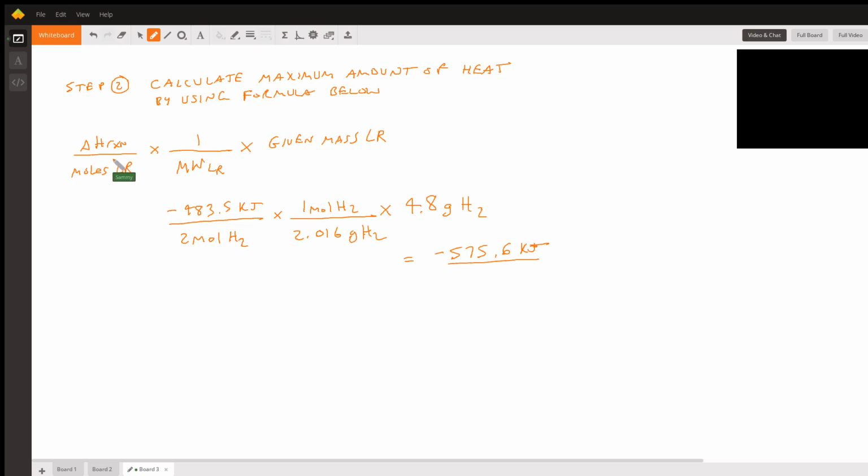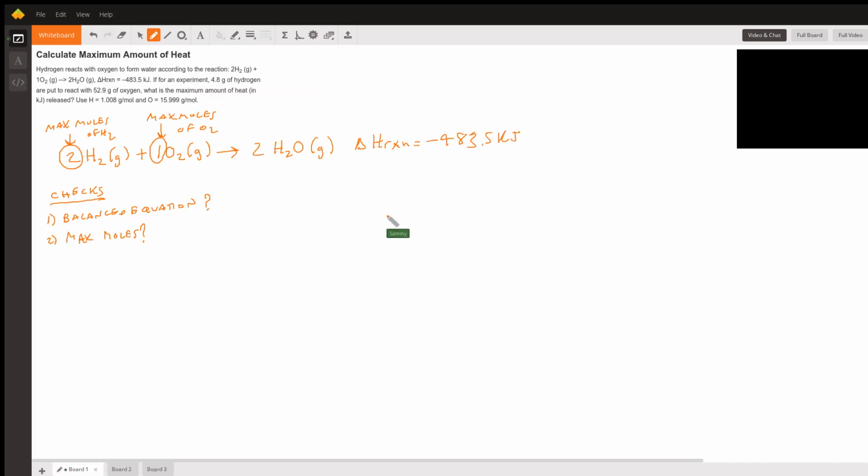Delta H reaction divided by moles of limiting reactant times 1 over the molecular weight of the limiting reactant times the given mass of the limiting reactant. Okay, so the delta H of reaction is given right here. It's negative 483.5 kilojoules. Whenever we're given the delta H of reaction, we can divide that by any of the moles of the reactants or the products. So we can take this number and divide it by 2 moles of hydrogen, or divide it by 1 mole of oxygen, or divide it by 2 moles of water. But in our case, we'll need to divide it by 2 moles of hydrogen because that's the limiting reactant.